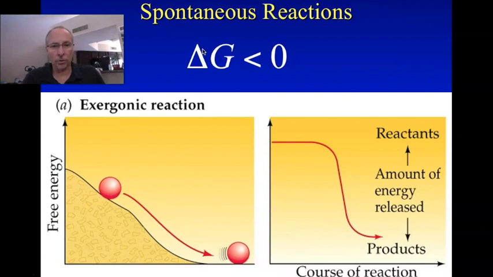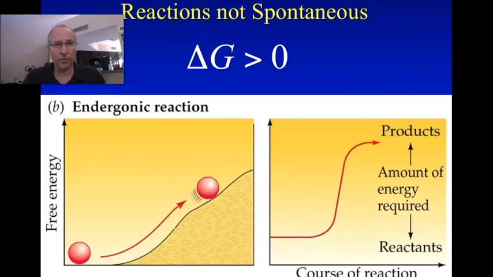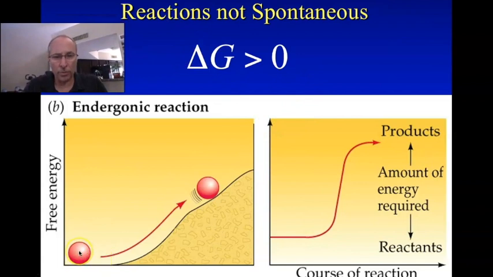Now, compare that to a ball at the bottom of the hill going up the hill. Same kind of idea. In this case now, if we put the ball at the bottom of the hill, we don't expect it to just go on its own and roll back up the hill. That's because the reaction is not spontaneous. It doesn't happen on its own in this universe.